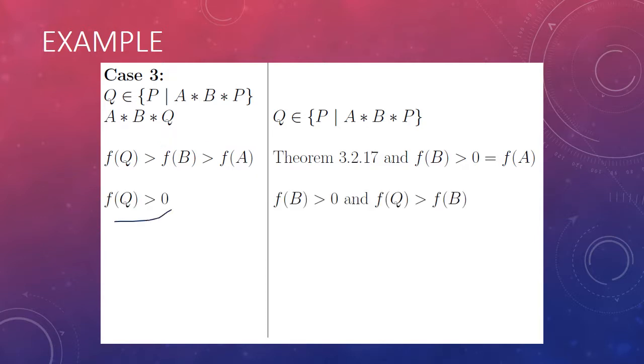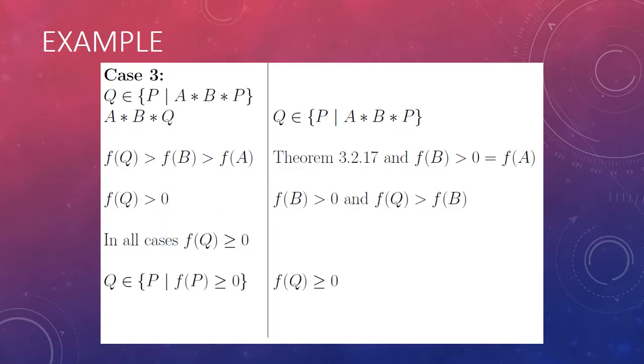This again tells us that f of Q is greater than 0 because f of Q is greater than f of A, which is equal to 0. Or if you want, f of Q is greater than f of B, which was also greater than 0. So we're basically using the transitive property of inequalities there. So in every case, f of Q is either greater than 0 or equal to it.